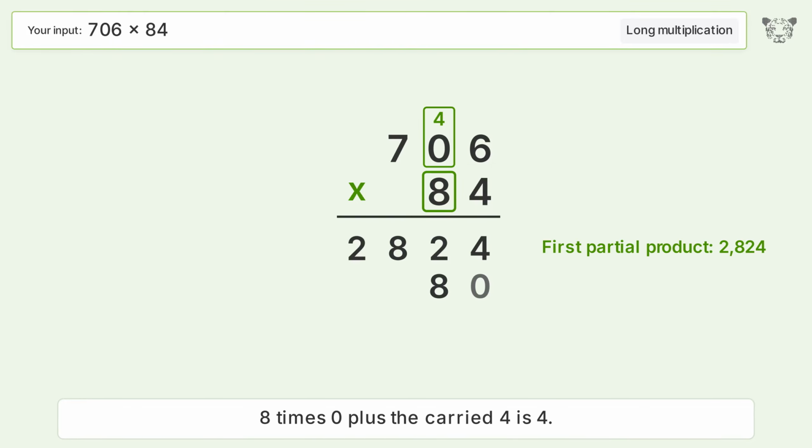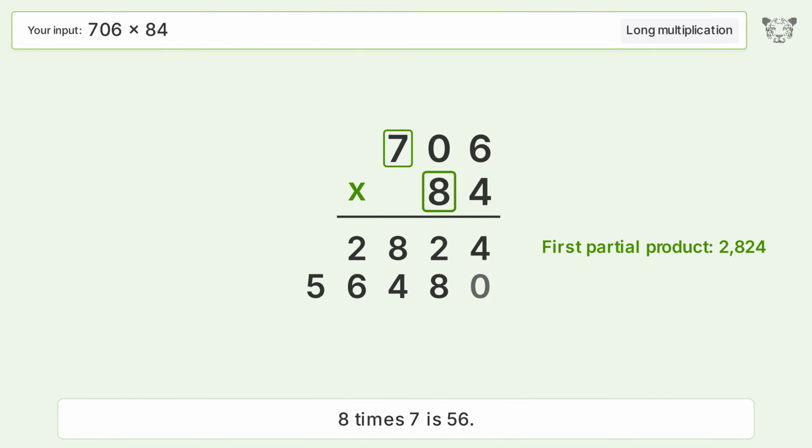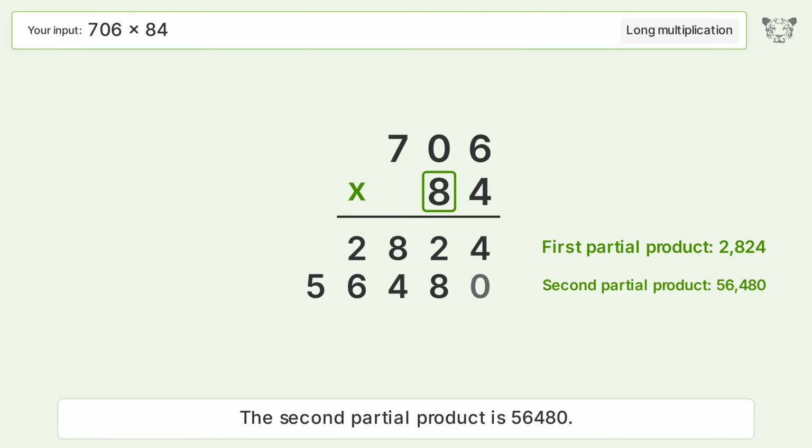8 times 0 plus the carried 4 is 4. 8 times 7 is 56. The second partial product is 56,480.